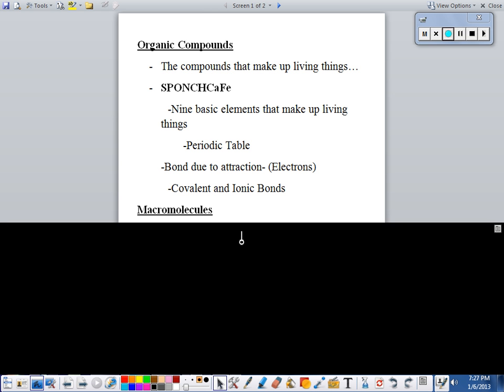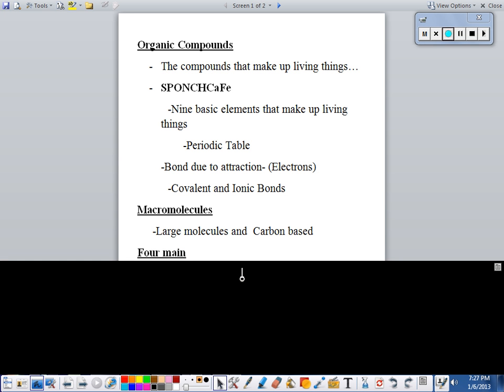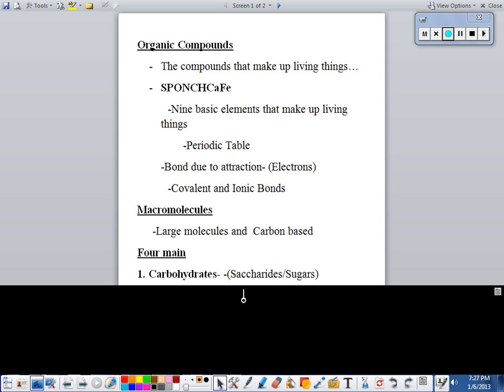Okay, so we have these macromolecules. These are large, and most of these are carbon-based. There's 4 main ones we're really concerned with for this module. They are carbohydrates, which also are known as saccharides. There used to be a sweetener called saccharin that they used to use for diabetics, and it's not on the market anymore, but they're called saccharides.